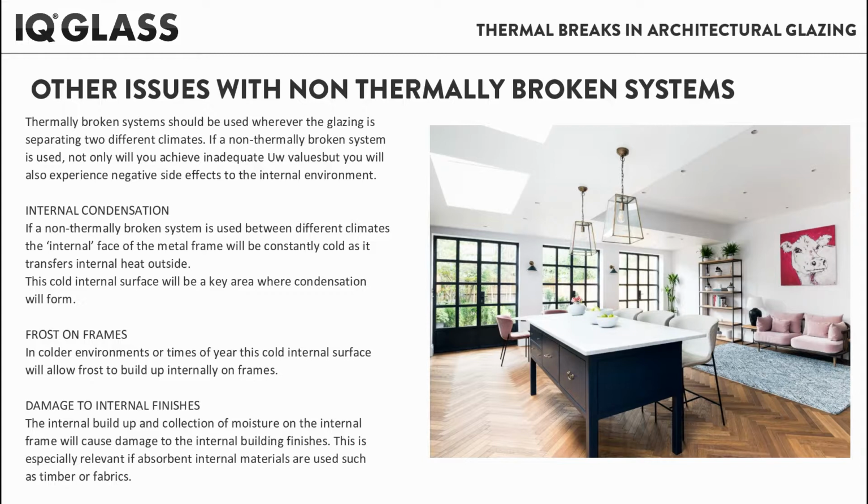It isn't just the technical thermal aspects of a building that will be affected by using non-thermally broken profiles. If non-thermally broken systems are used between inside and outside, then the internal piece of frame in that system will be very cold. This is a prime surface for condensation to build up internally. That can then damage internal building finishes or soft furnishings like carpets or curtains. If it's very cold outside, you could even experience a frost build-up on the inside of a window or door. This is why it's so important to use a true thermally broken system to separate two different climates.